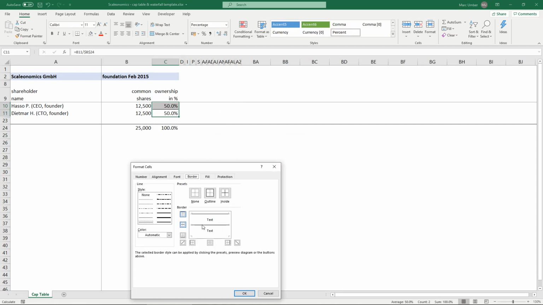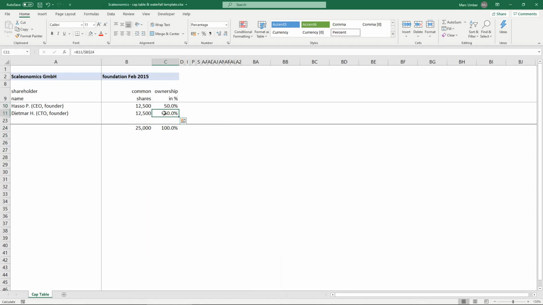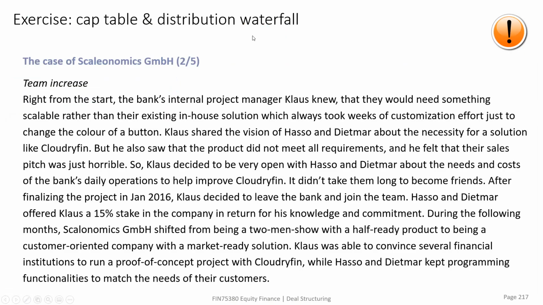Let's take away this line. Okay, this will be the start of our cap table. So far, it is not revealing much information, but it is going to become more complex. Let's take a look at the next chapter.